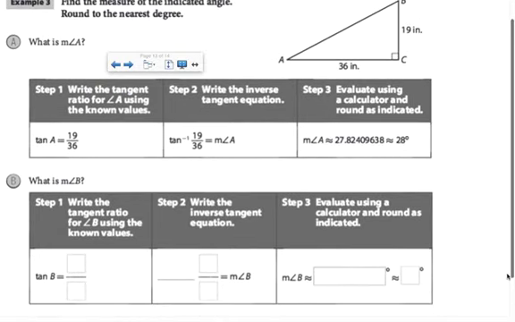So in part B, the tangent of B is the leg opposite B, which is 36, over the leg adjacent to B, which is 19. So in my calculator, I need to evaluate the tangent^-1, the inverse tangent of 36 over 19. And when I do that, I get 62 degrees.